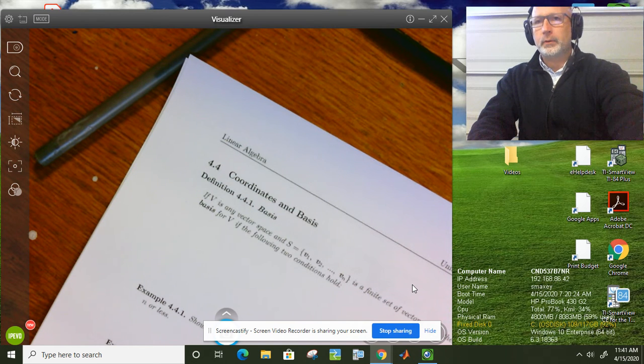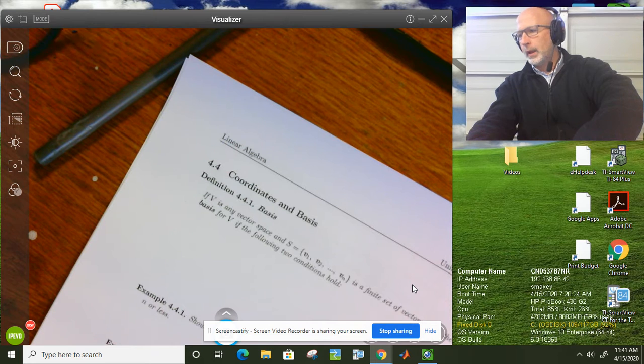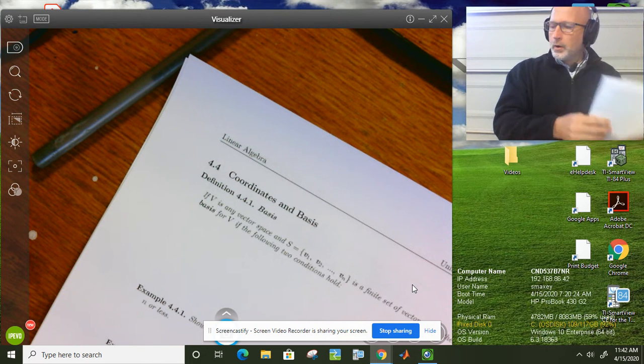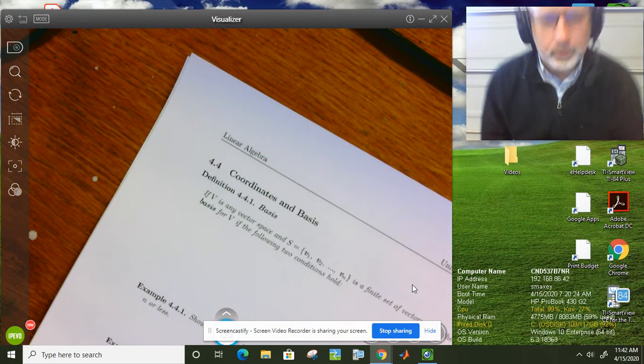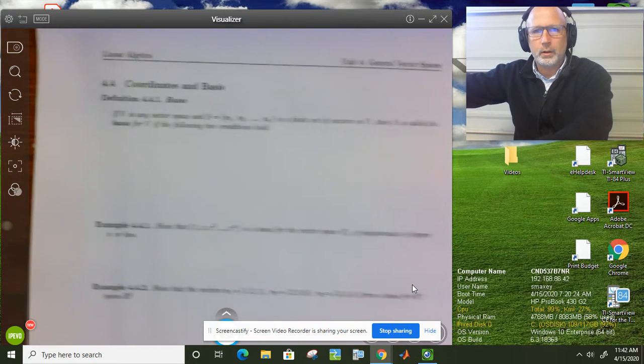Okay, so hi everybody. Today we're going to go ahead and start on 4.4 notes, which is coordinates and basis. Okay, so let's just jump right into it. This is a pretty important topic, and I think one that's a little bit difficult to understand at times, so we'll try and go a little bit slowly here.